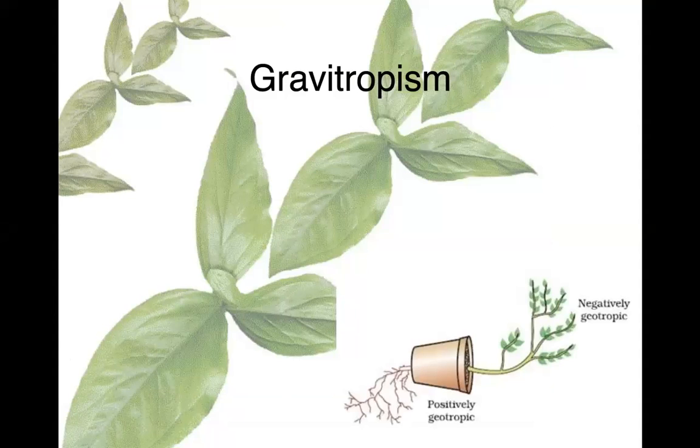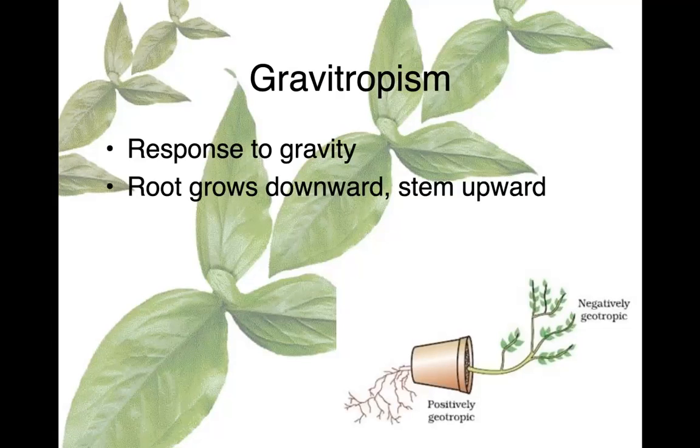And we have gravitropism. This is obviously a response to gravity. Roots show positive gravitropism and stems show negative gravitropism. Remember, if they grow towards the stimulus, it's positive. Away from the stimulus, it's negative.